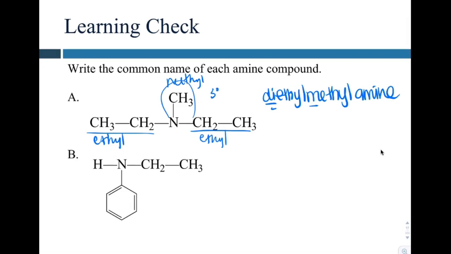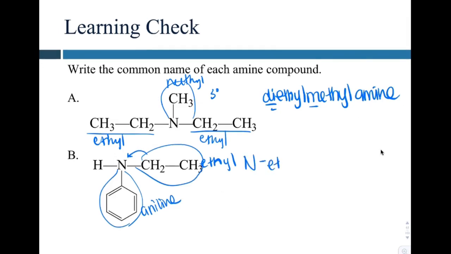Now, I have an aniline. That's my base. This is my aniline base. Okay? And I do have a side chain. This side chain is an ethyl. Where is it? It's on the N. So we're going to call this N-ethyl aniline because my ethyl group is hanging off the N. It doesn't have a carbon number to give it.